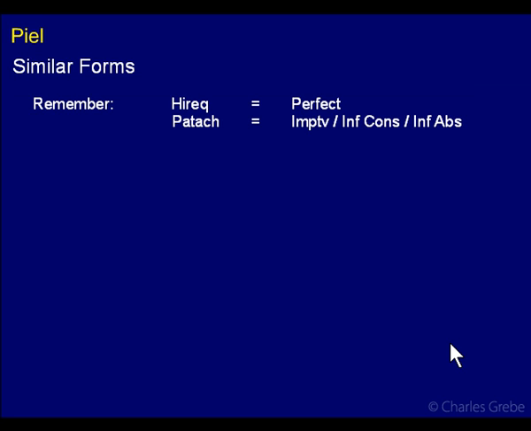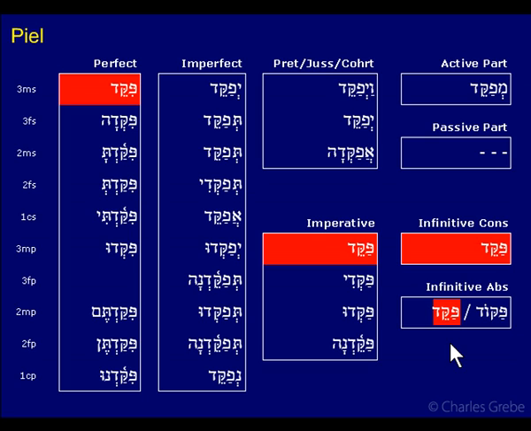Piel. Similar forms. What are similar? Okay, what I wanted to note here is that the only difference between the perfect 3ms and these three, which are identical, is the first vowel, first root vowel. So here you have the patach, and here you have the hiriq. So if you just remember that, well, remember two things, I guess. Hiriq marks the perfect in the Piel, all the way down.